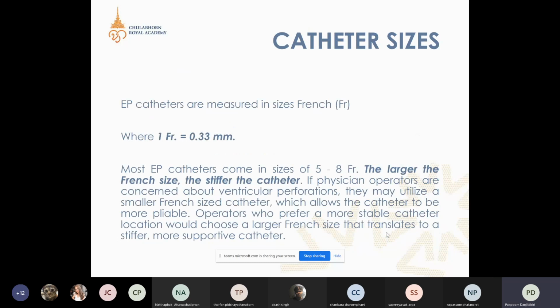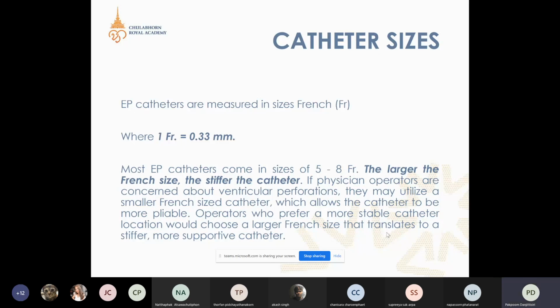Okay, the key point of this slide, I just want you to know about the larger French size will make the catheter stiffer. If the doctor wants to avoid a complication like perforation of the chamber, definitely you can suggest the doctor decrease the size to 5 French to avoid that complication.